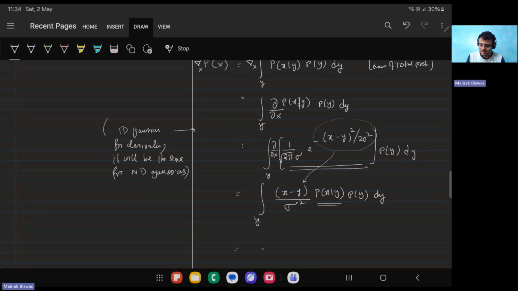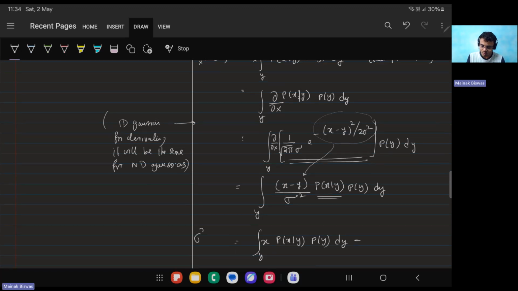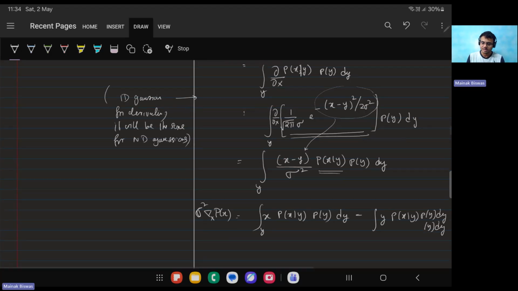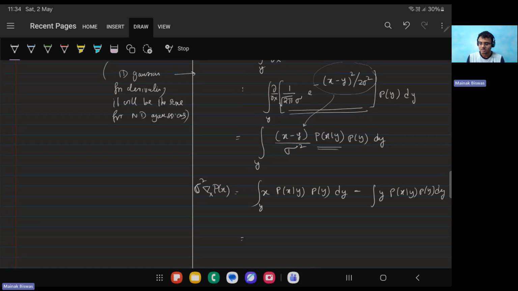So this is going to be x p of x given y dy, where dy is the integral over y, minus sigma squared gradient of x p of x, minus y p of x given y dy. Now you can clearly see that this becomes this integral. This is p of x comma y, and this is independent of y. You can just pull it out. So what you end up getting is p of x.